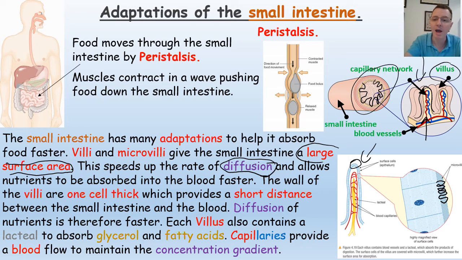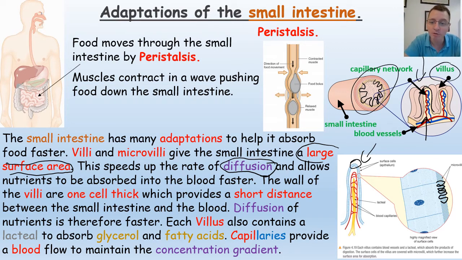We have a very high concentration of molecules in the small intestine and a low concentration of these molecules in the blood, so the majority of them will diffuse from the small intestine into the blood. So anything that the small intestine can have to speed up the rates of diffusion will help it be adapted to its function. So we have a large surface area provided by the villi and the microvilli.